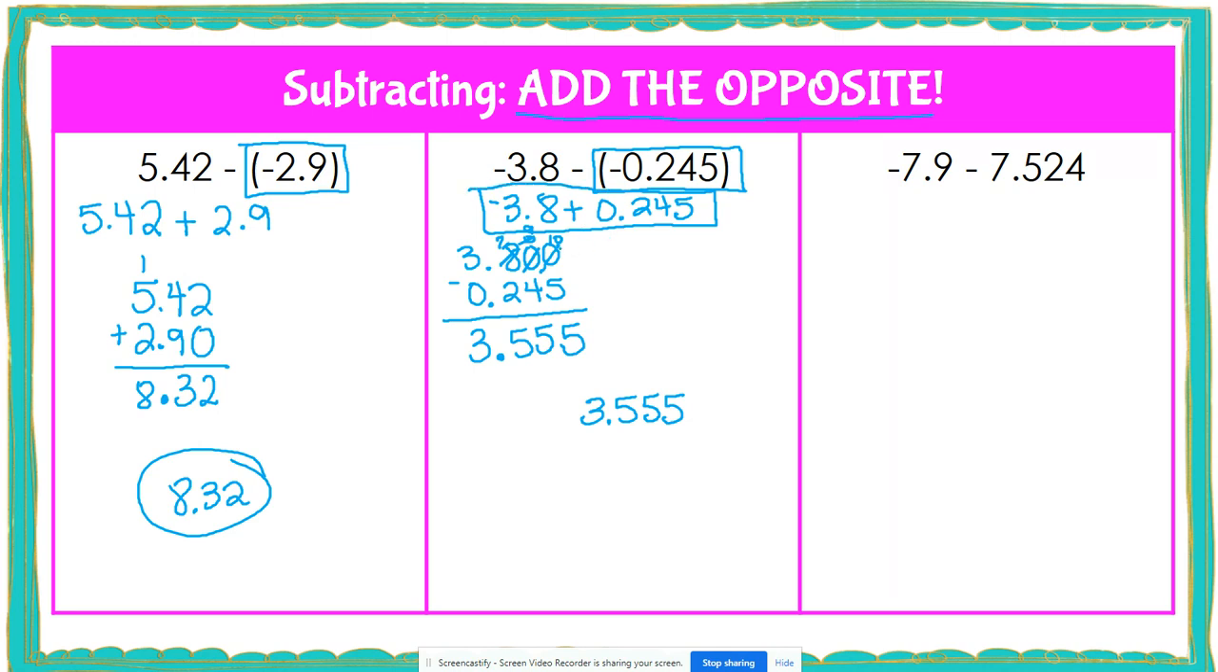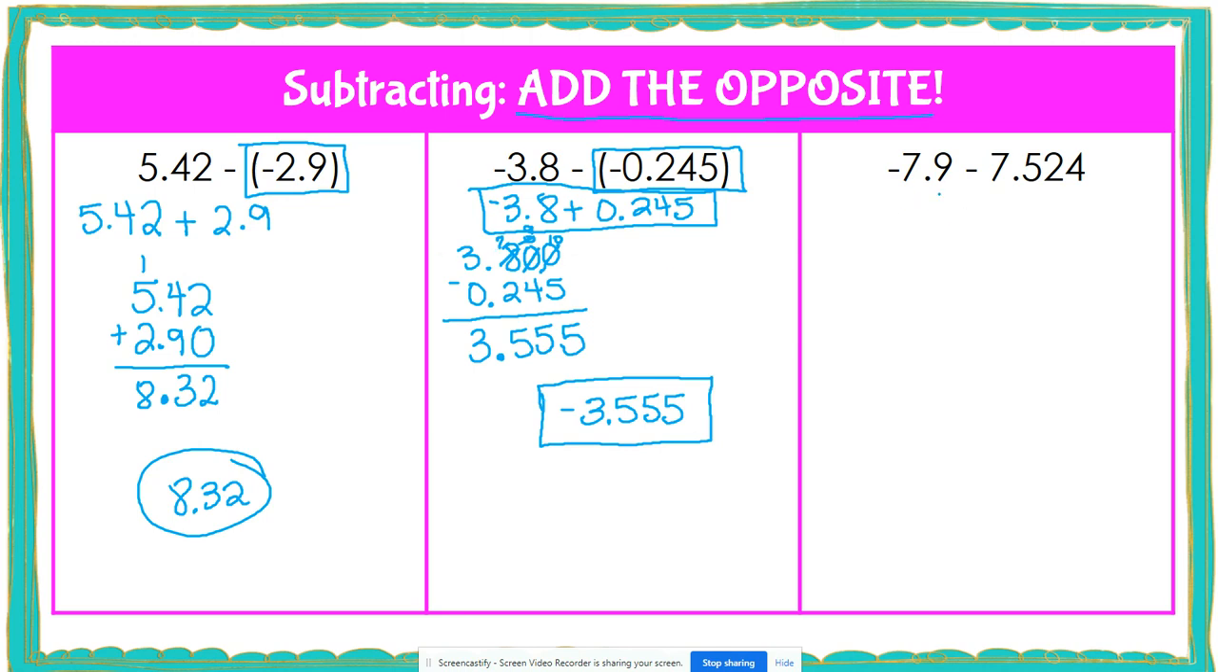I need to look at my problem, which said -3.8 plus 0.245. Since these were different signs, I need to take the sign of the number with the greater absolute value. I know that 3.8 is greater than 0.245, so I'm going to take the sign of -3.8. So that's -3.555.